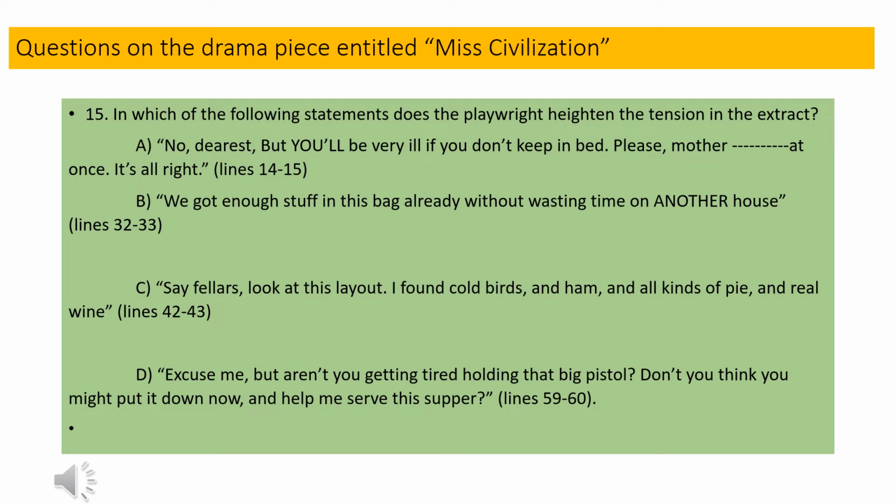Or is it C, "Say, fellas, look at this layout. I found cool birds and ham and all kinds of pie and real wine." Lines 42 to 43. Or is it D, "Excuse me, but aren't you getting tired holding that big pistol? Don't you think you might put it down now and help me serve this supper?" Lines 59 to 60. Do you know the answer? Let's see.